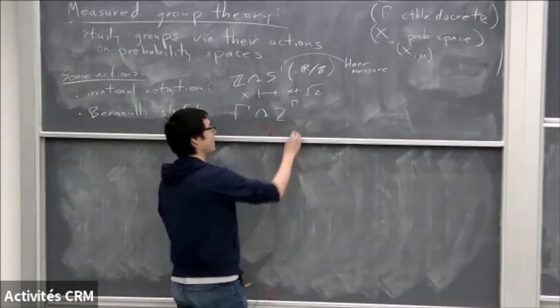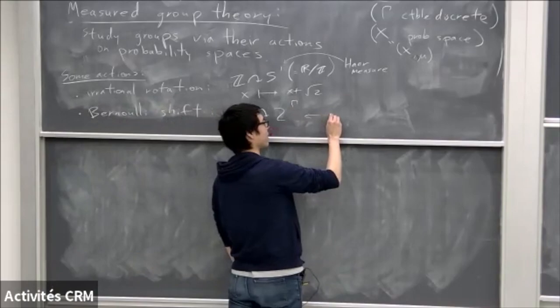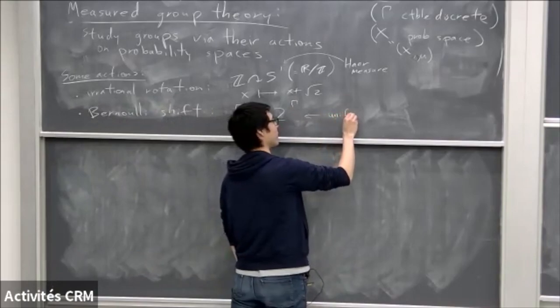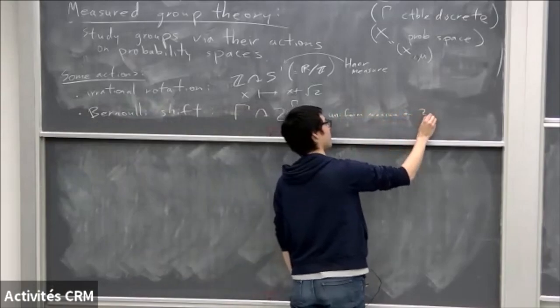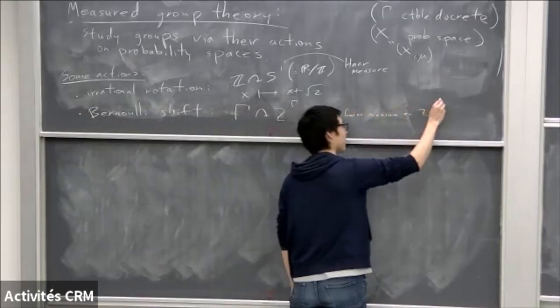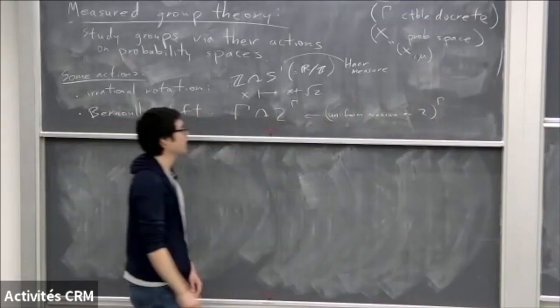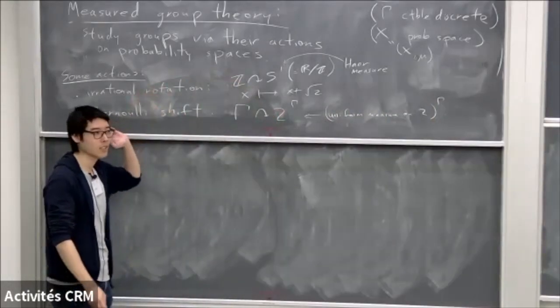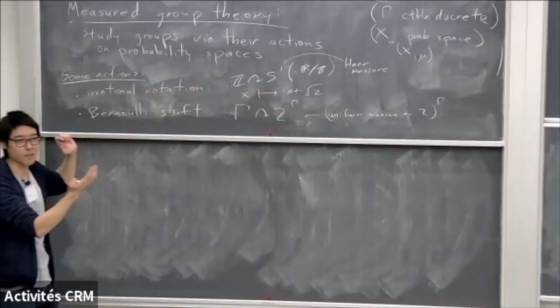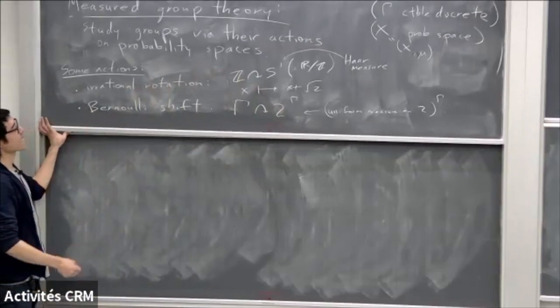Okay, and then for the measure, I'm just going to take the uniform measure on 2, and then take the product of it. So I'm just saying the probability of the 5th coordinate being 0 is a half, and the same holds with 5 replaced by a variable. Okay.